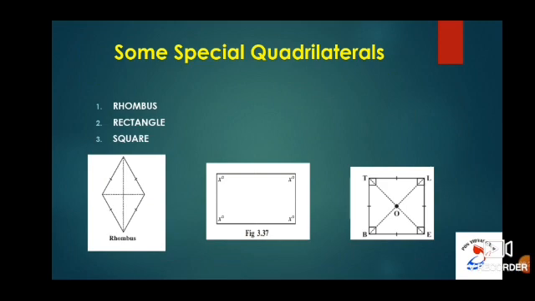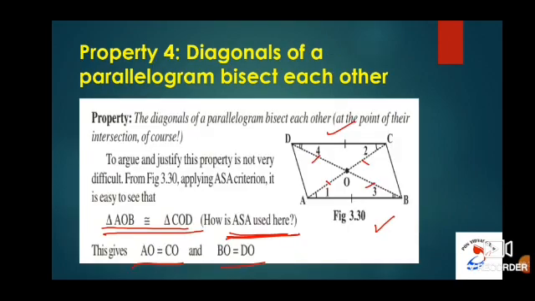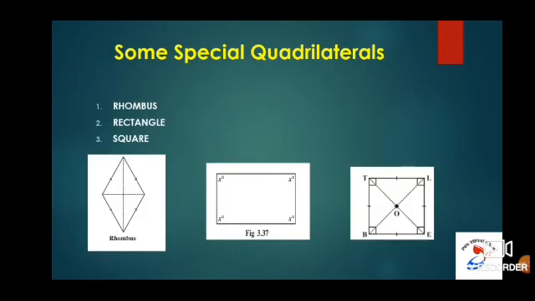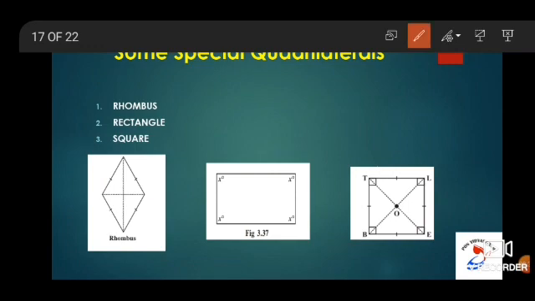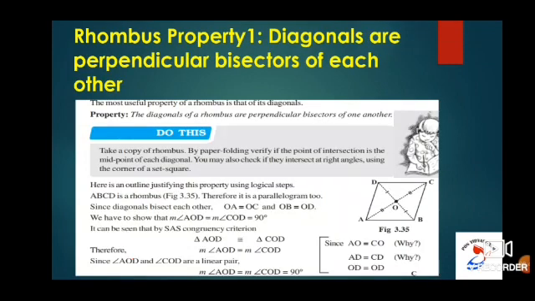Now we will discuss some other special quadrilaterals. Till here we have discussed the properties of a parallelogram. Now we are going to discuss some special quadrilaterals, that is rhombus. Next it is rectangle. The last one is square. So now rhombus, property 1 for rhombus: diagonals are perpendicular bisectors of each other.